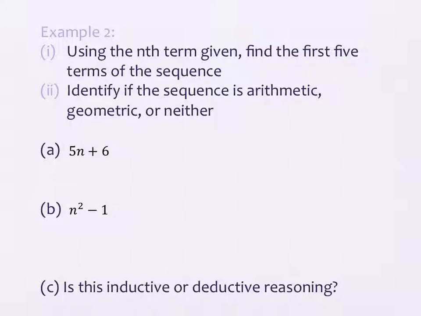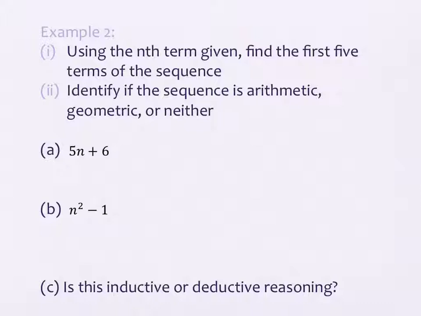All right. Example number 2 goes in reverse in some sense. On this one, I'm given that general term, and I'm asked to do some things. The first thing I'm asked to do, it says, using the nth term given, find the first 5 terms of the sequence. The second thing it says is to identify if the sequence is either arithmetic, geometric, or neither.